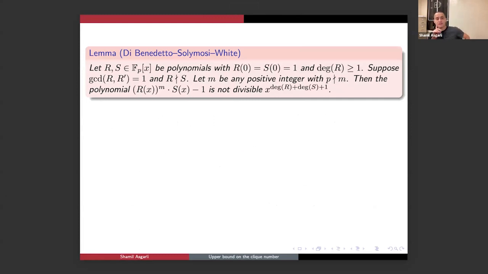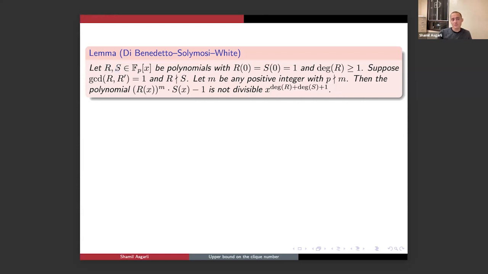And this is a very independent lemma. This lemma is a statement about polynomial divisibility over finite fields. And it says the following. Suppose I have two polynomials. Let me call them capital R and capital S.